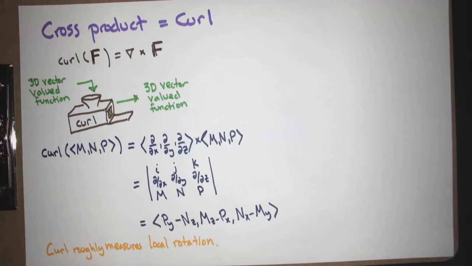So how does it work? Well, it's a cross product. So you have your curl of m, n, and p, and so that says take your collection of partial derivatives, cross your vector valued function, and the way we do our cross product is as a matrix. And in the first row, we write down our i, j, and k. Our second row is the first vector. So that's partial x, partial y, partial z. And our last row is the second vector, m, n, and p.